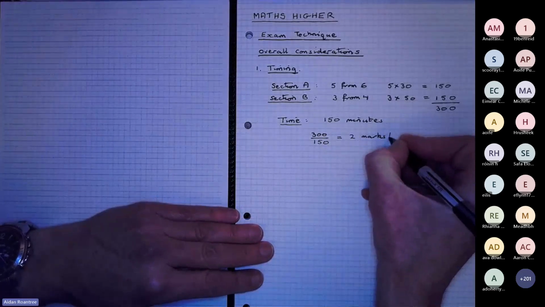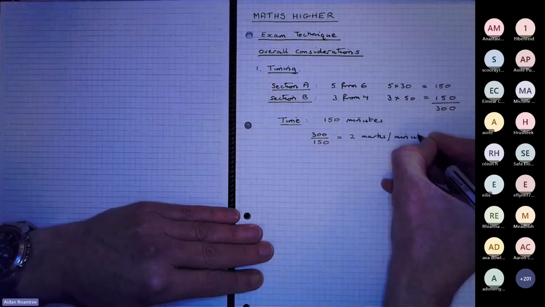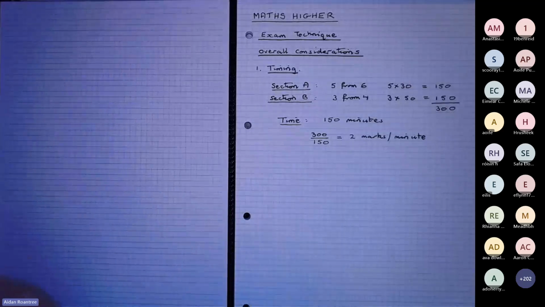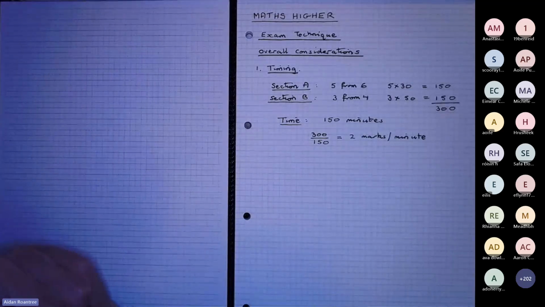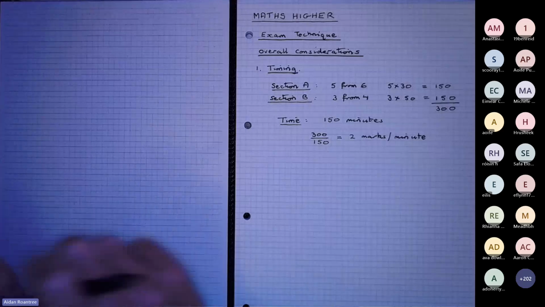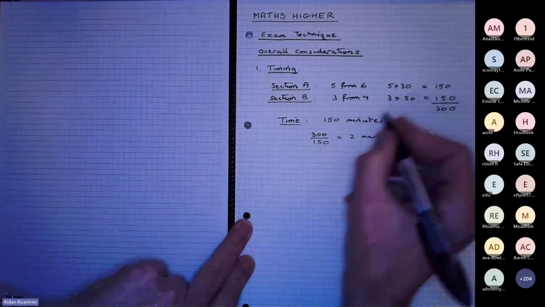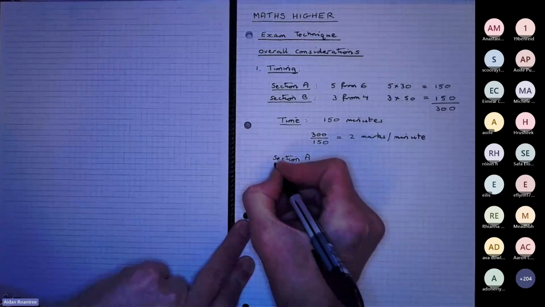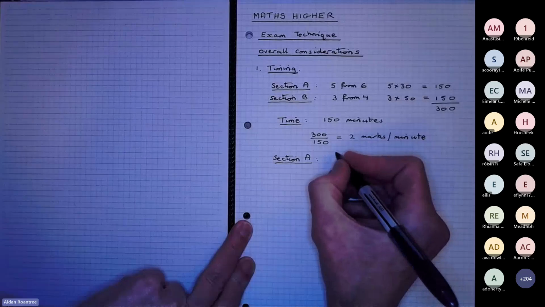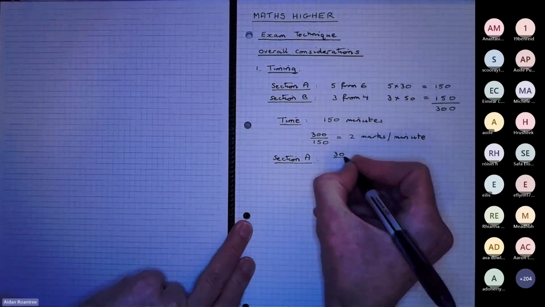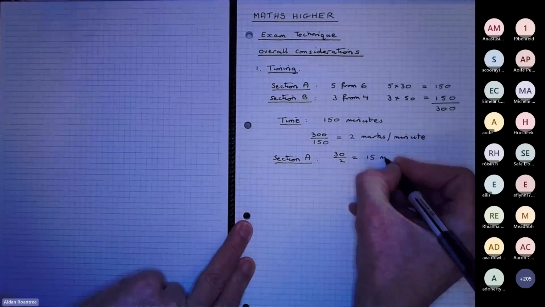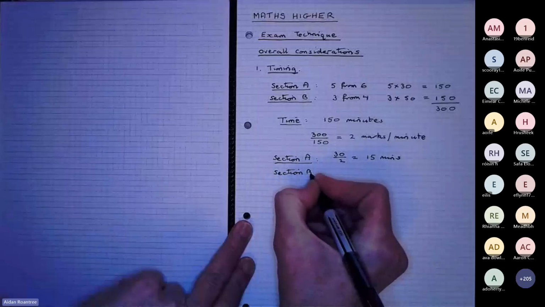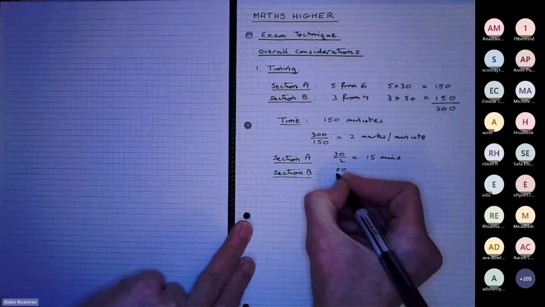Now, that's a really handy little check for determining how long you can afford to spend on each question. And sometimes, if you can guess the number of marks going for each question part, you can also estimate the amount of time you can afford to spend on each question part. So, for example, a section A question, which is 30 marks. The maximum amount of time you can afford to spend is 30 marks divided by 2, and that's 15 minutes. And for a section B question, which is 50 marks, clearly that's going to be 50 divided by 2, which is 25 minutes.